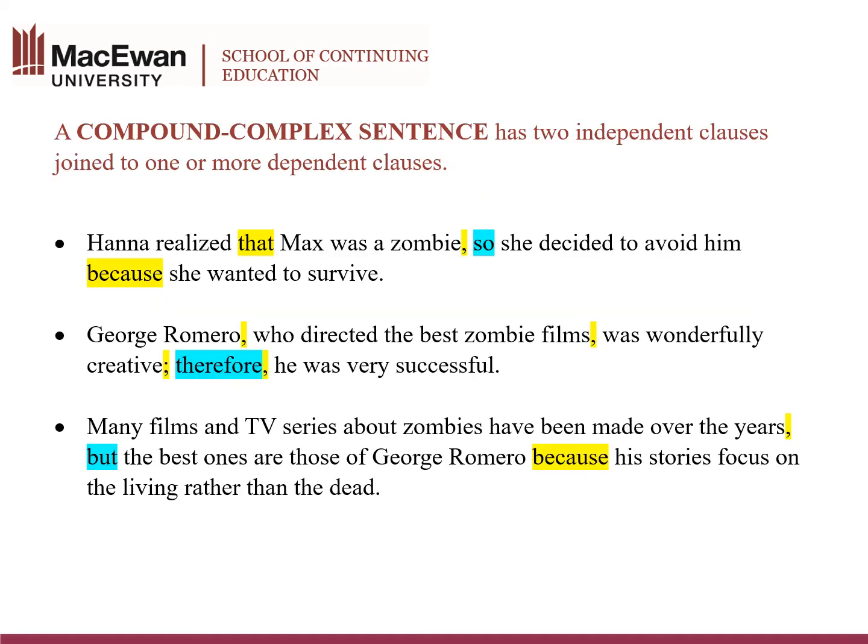And then we get to the most complex example here, and this is the compound-complex sentence in which we have two independent clauses and one or more dependent clauses. Okay, so here are some examples. Hannah realized, independent, that Max was a zombie, dependent, so she decided to avoid him, independent, because she wanted to survive, dependent. Or George Romero, who directed the best zombie films, was wonderfully creative.